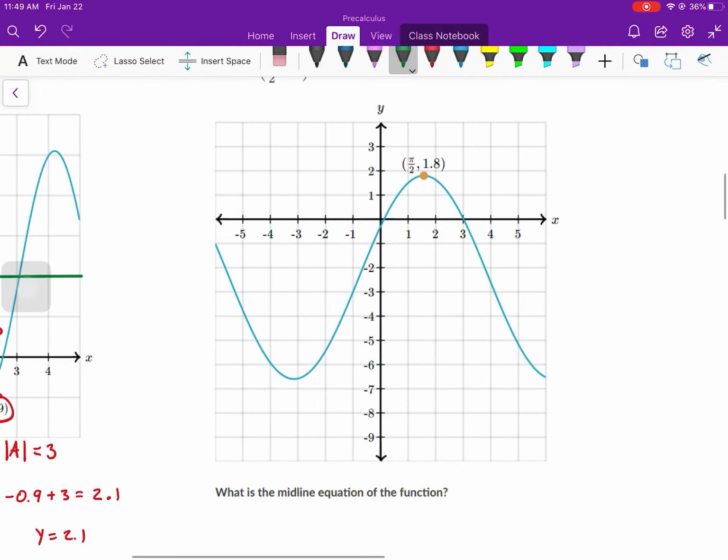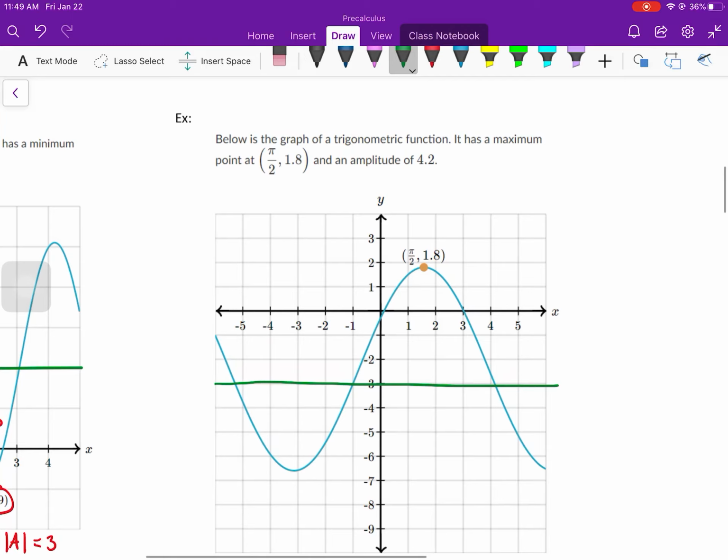Just like this one, and this is where we get a little more confused. So the midline's somewhere around here, just estimating. So with an amplitude of 4.2, that's my distance to the midline. So I'm going to subtract 4.2 to get there, because I want to take that top 1.8 and take away the 4.2 so that it sends us down to the midline. Remember, our goal is to get the equation of the midline.